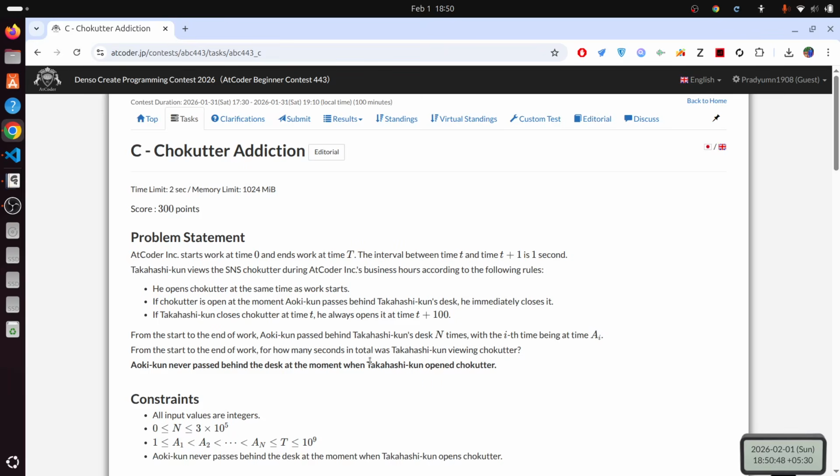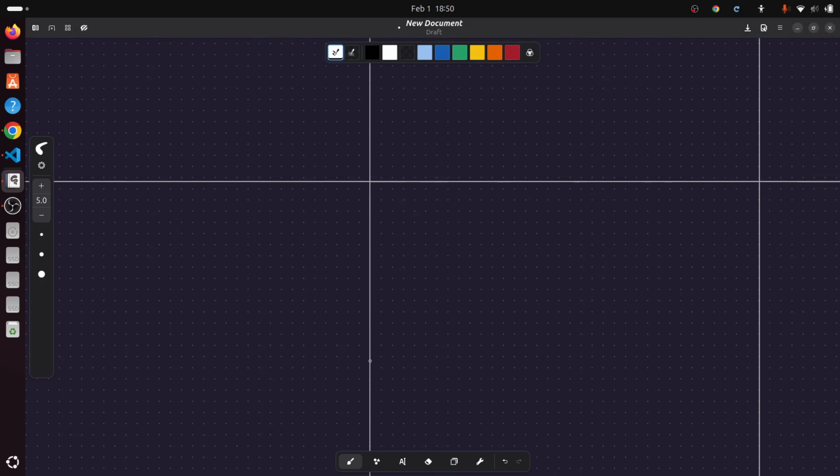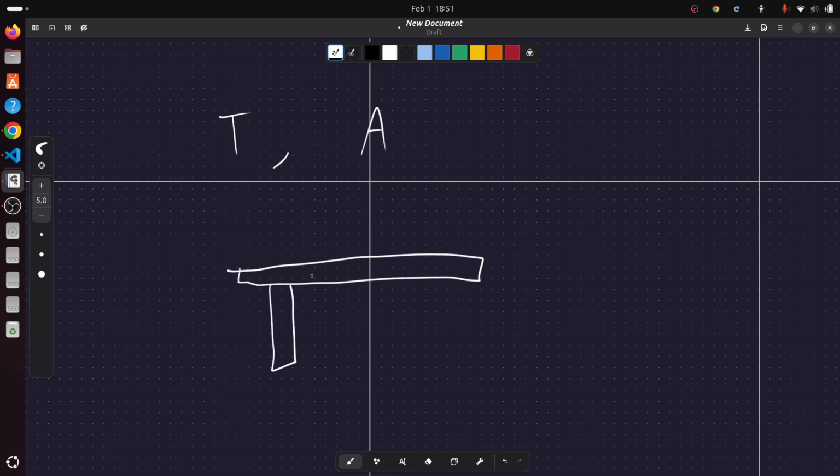Okay. So what they are saying is that basically there is some private thing. I don't know what chalk-adder is, but there are two people, Takahashi, let's say T, and A. So what is happening is T is sitting somewhere at his desk, okay, and over here a box is there with a flap on it.